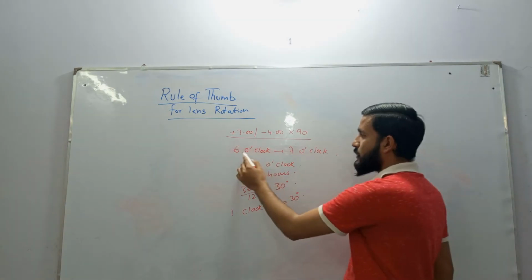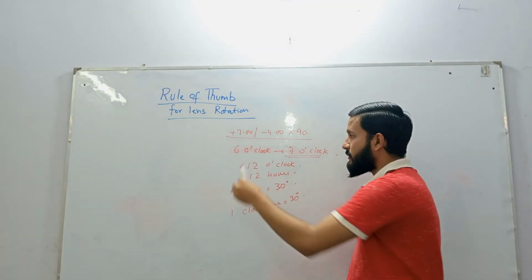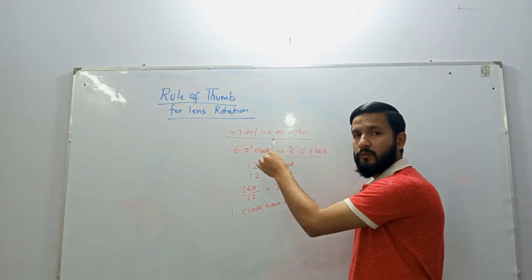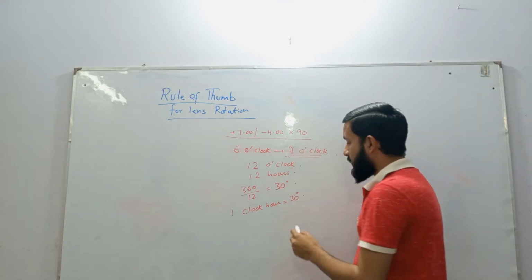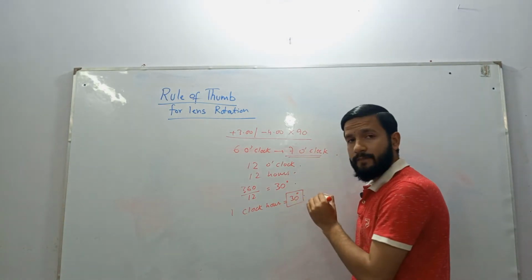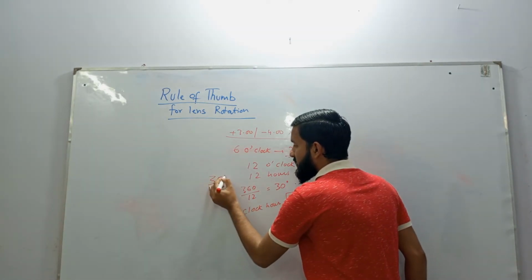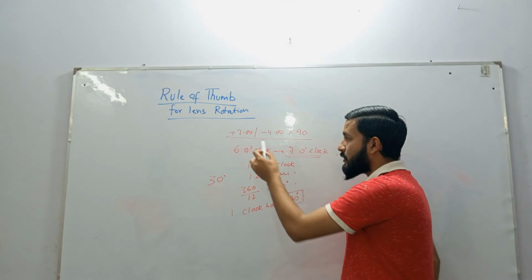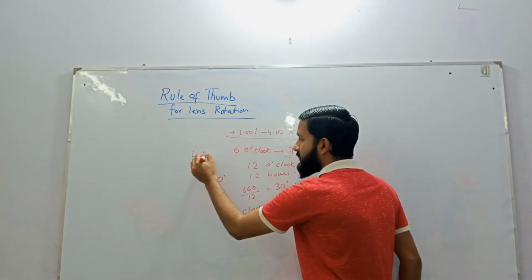So in this case, the rotation was 1 o'clock. It should be present at 6 o'clock, but it was present at 7 o'clock. So 1 o'clock was the rotation, and 1 o'clock rotation is equal to 30 degree. So we have to change the axis by 30 degree. And it was clockwise rotation, which was also towards the left side.